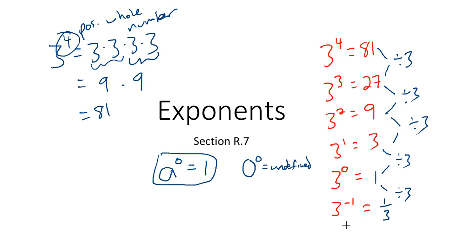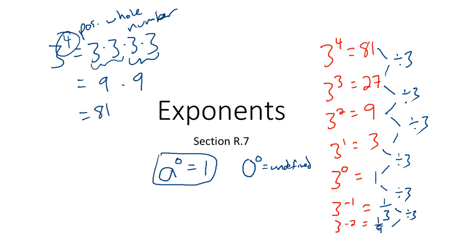And if you went further, to 3 to the negative 2nd power, again using this pattern, we take the previous answer, divide it by 3, and what you end up getting is 1/9.